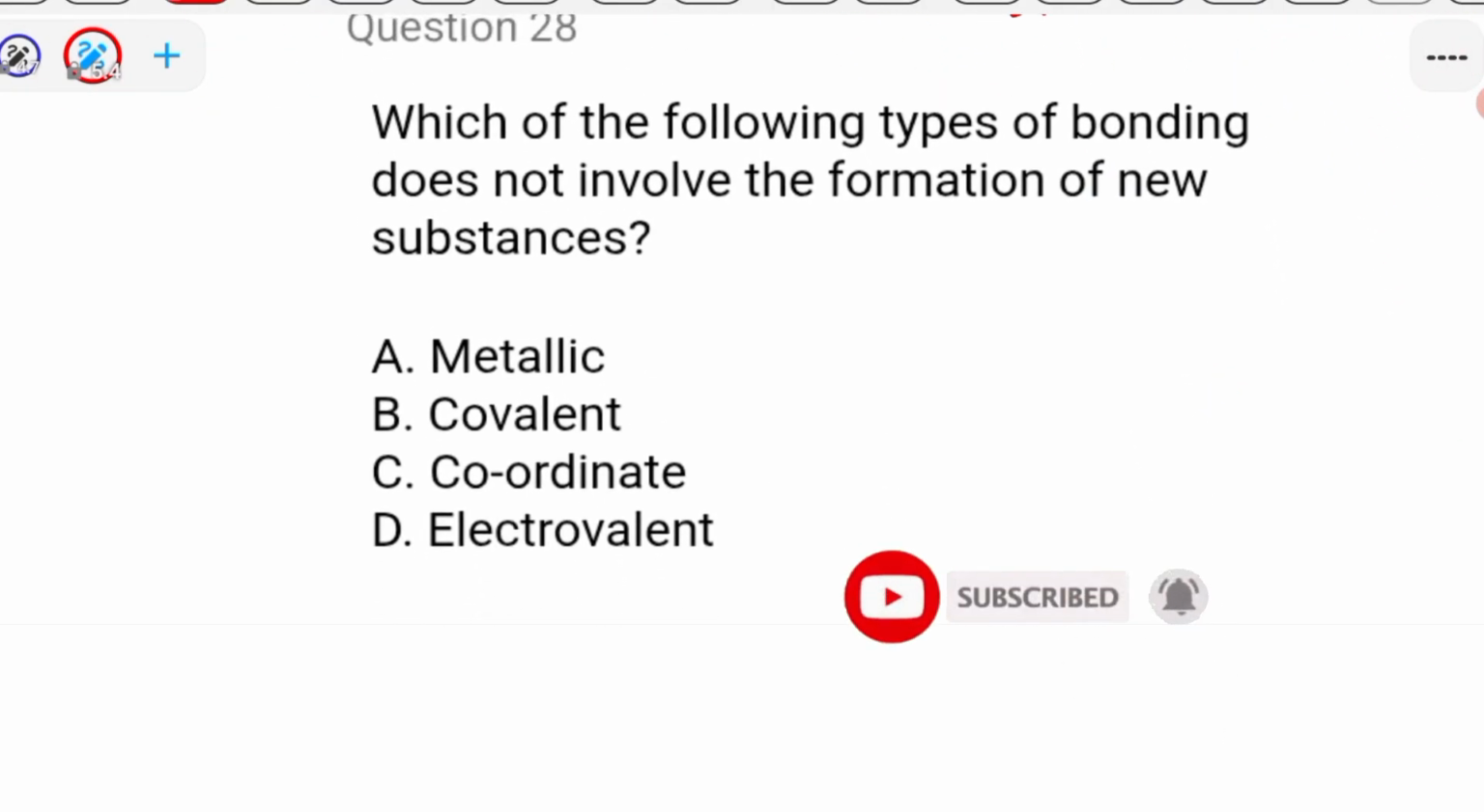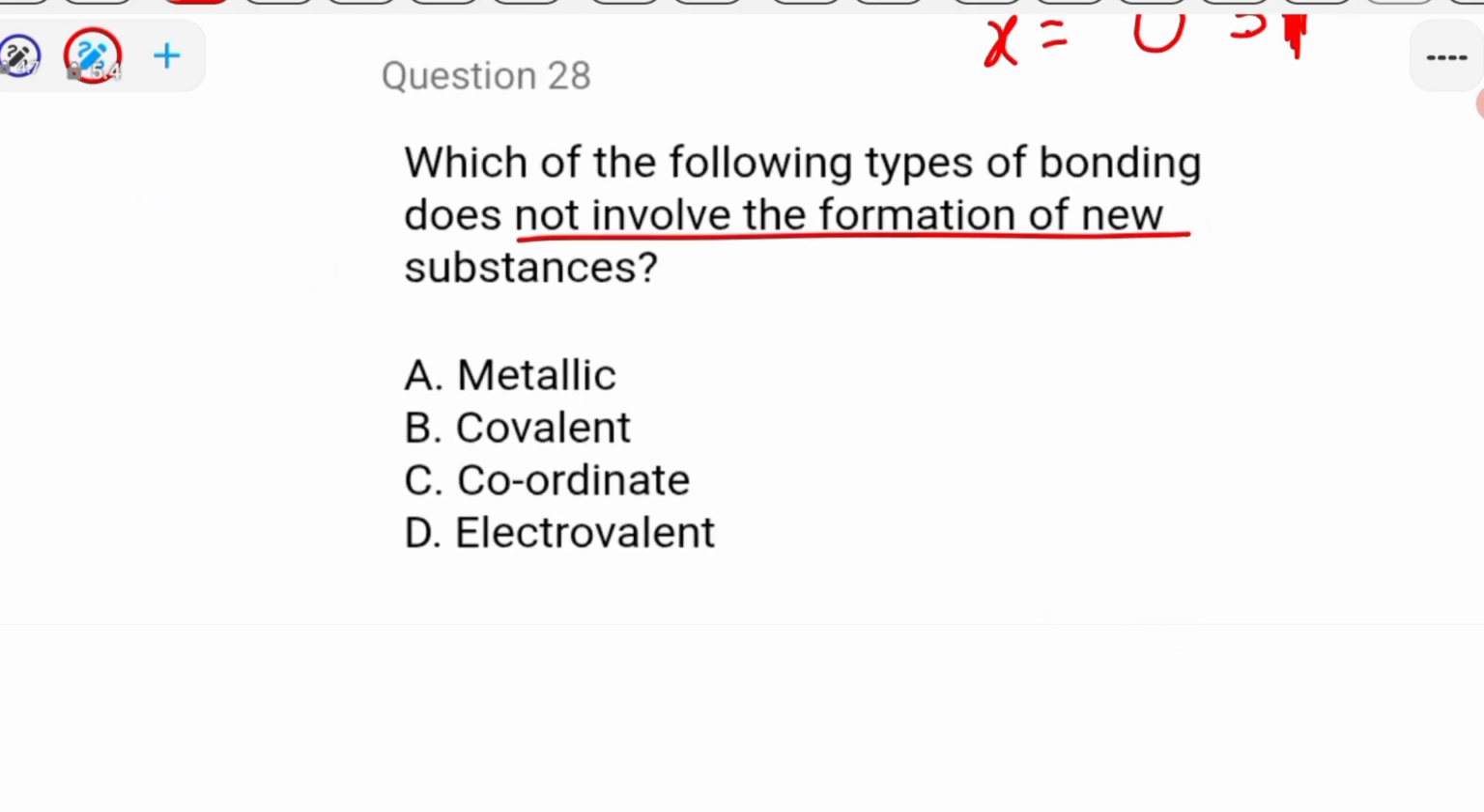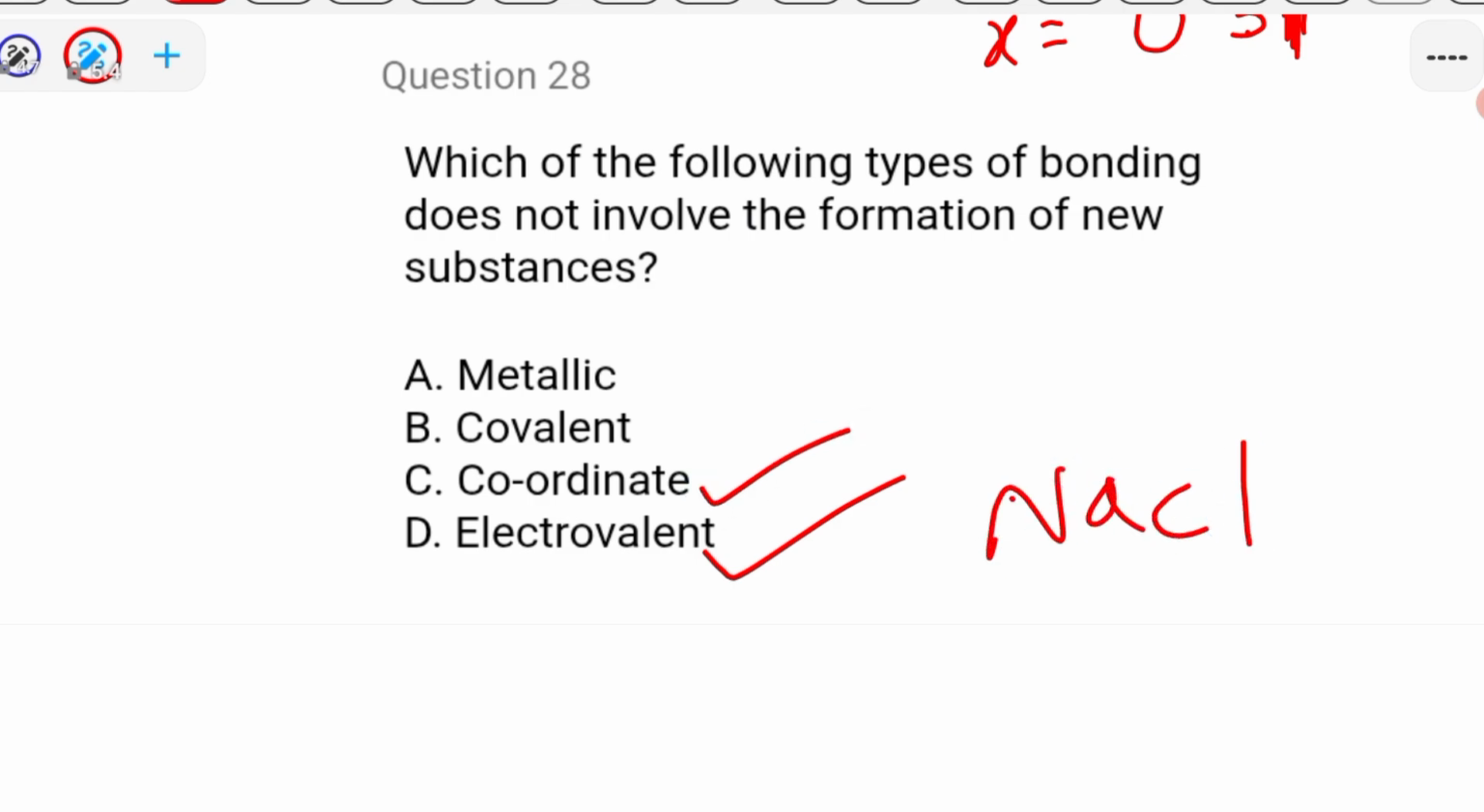Which of the following types of bonding does not involve the formation of new substances? Let's start from the bottom. Electrovalent bond can lead to formation of new substances, like what you have in NaCl. Coordinate bond can also lead to formation of new substances, like in NH4+. Covalent bond can lead to formation of new substances, like in CO2.